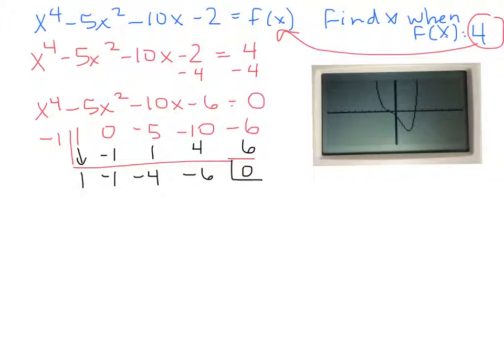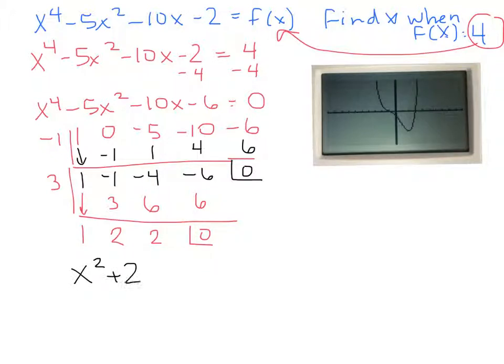Now this is still too big. If we put the x's back in, we'd still be at x to the third. So we actually need to divide a second time by the second x-intercept that we see, which was 3. So bring down the 1, multiply, get 3, add, get 2, multiply, get 6, add, get 2, multiply, get 6, and there's the other remainder 0. So now we can put the x's back in. We've divided twice, so we are down to an x squared plus 2x plus 2, and we still equal 0 because we equaled 0 at the beginning.